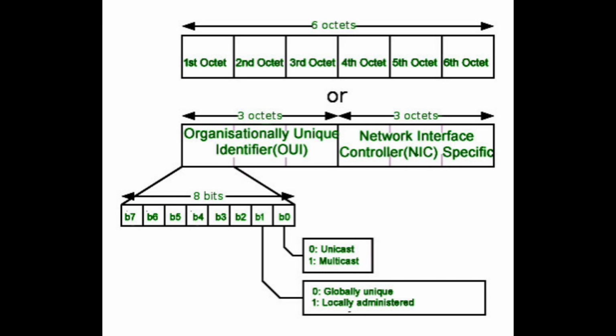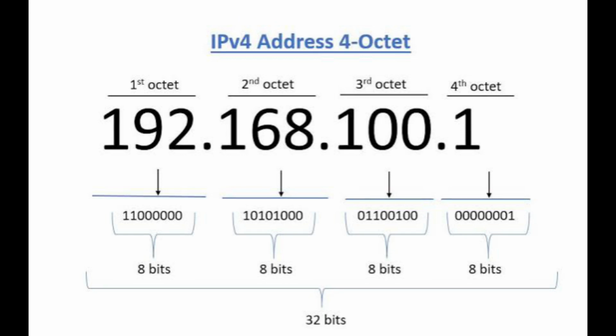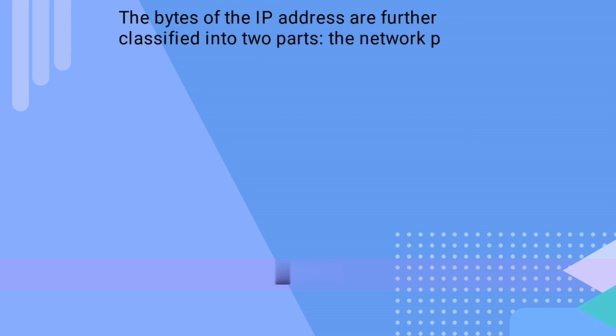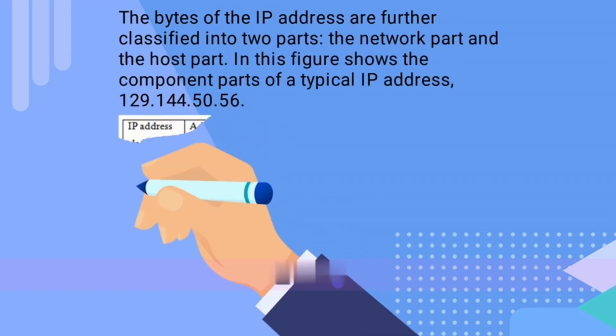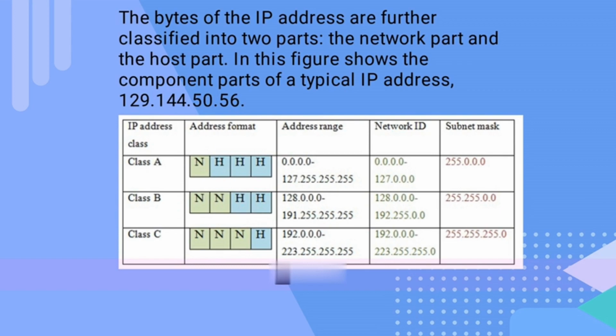An IP address is typically written in decimal digits, formatted as four 8-bit fields separated by periods. Each 8-bit field represents a byte of the IP address. This form of representing the bytes of an IP address is often referred to as the dotted decimal format. The bytes of the IP address are further classified into two parts, the network part and the host part.